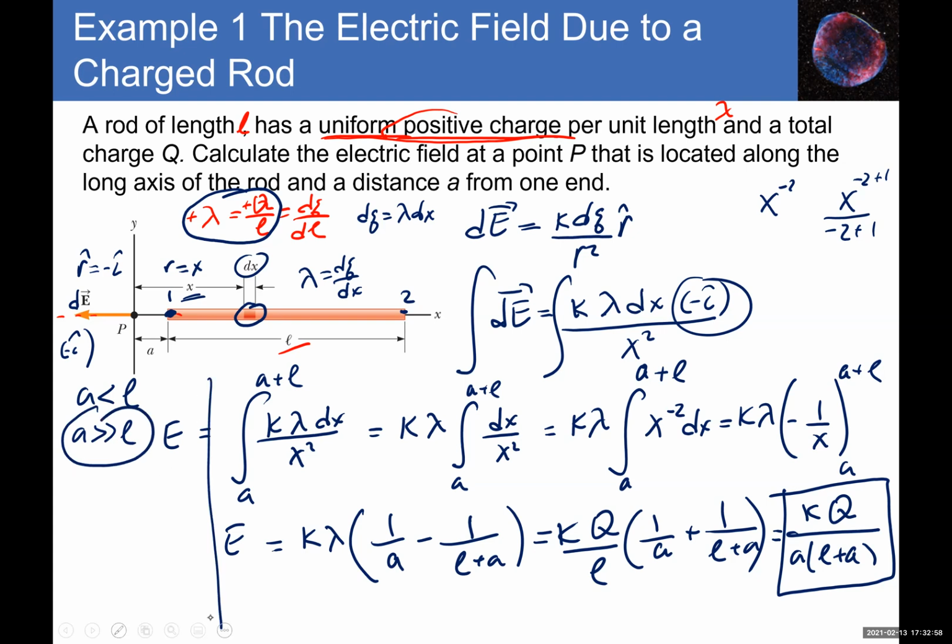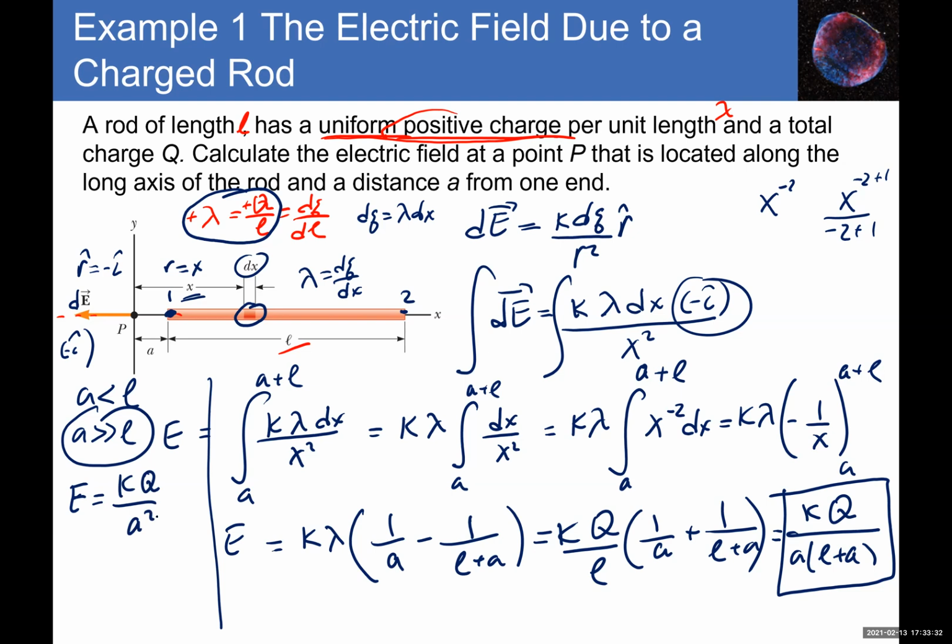Now, the electric field that this rod would generate if it was really far away, where a is again the distance of the rod with respect to point P: if I'm saying that a is much greater than L, then L basically becomes almost negligible. So I can just ignore it, I can say it's almost zero. So then this equation kQ over a times L plus a, if L is zero, becomes kQ over a times a, so it becomes kQ over a squared.